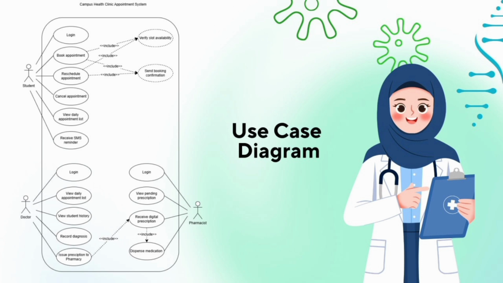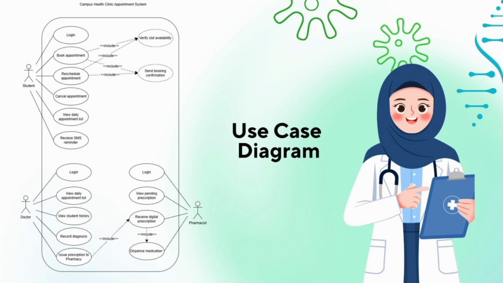Thank you, Irfan. Hello everyone, I am Nick Nur Awatif. I will now explain the use case diagram, activity diagram, and the system requirements. The use case diagram shows how the three main users interact with the system. Students can log in, book, reschedule, and cancel appointments. Also, they will receive the SMS reminder.